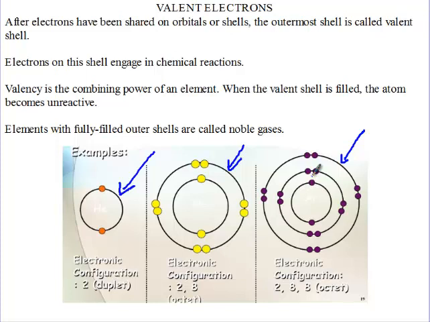Now, the main reason why atoms engage in chemical reactions is because they want to get a fully filled outer shell. They want to become fully filled. That is why they engage in chemical reactions. But if the atom already has a fully filled outer shell, there is no need for it to engage in chemical reactions, therefore making it unreactive.